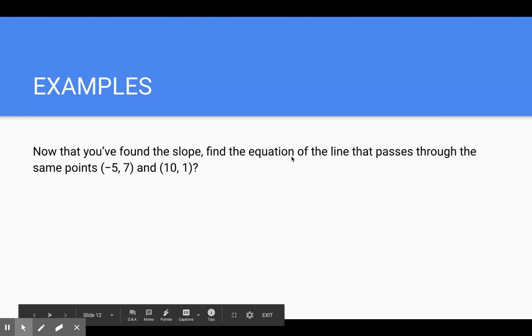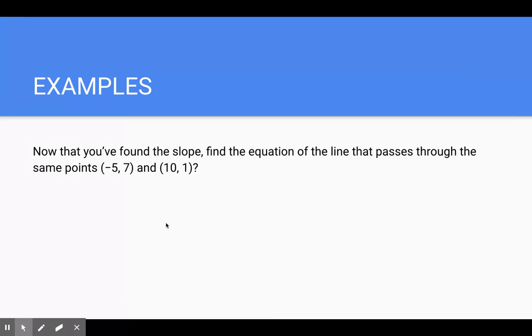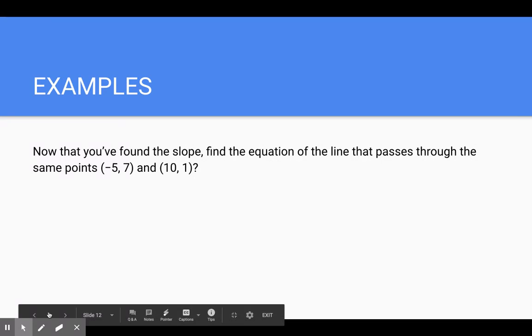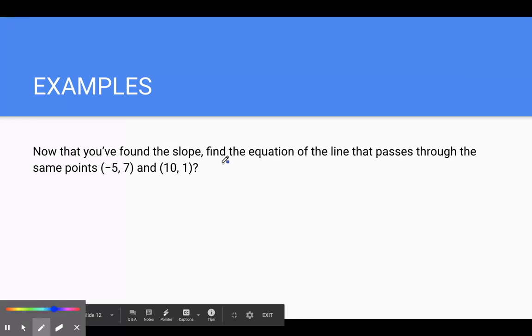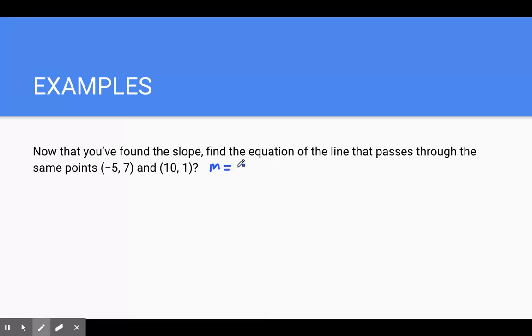So now that we found the slope, now find the entire equation of the line that passes through the same points, right? Since we're using the same points, luckily we know that the slope is still going to be the same. Nothing has changed there. So we already know that m is equal to -2/5. Now we need to find out what b is. We know that our equation is y equals mx plus b.